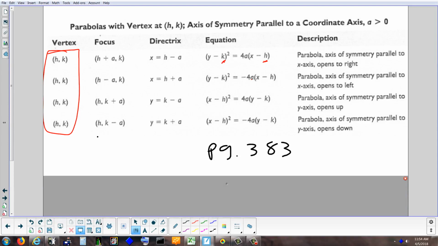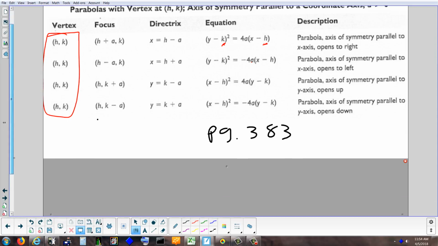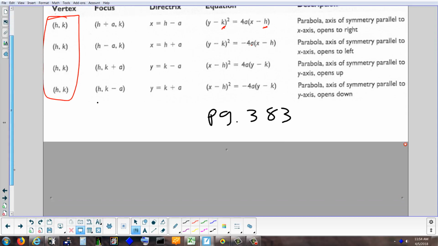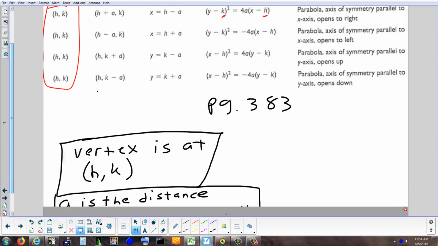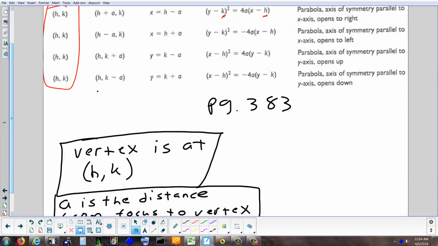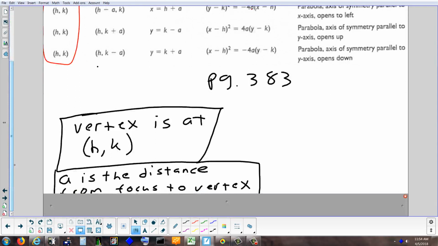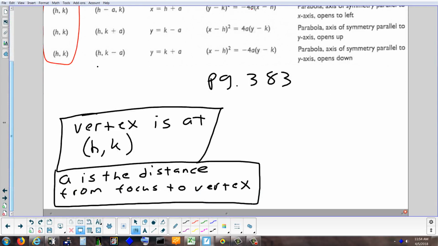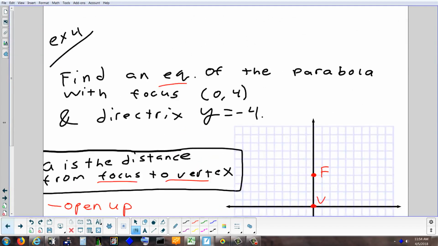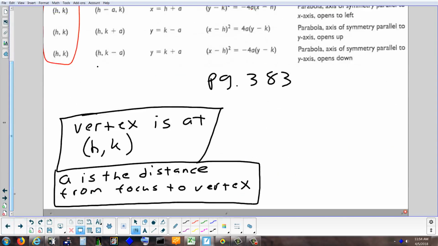So for these ones, it'll be the vertex, is that what you're trying to say? Yep, for these problems, they're going to tell you the vertex. Okay. So again, I'm just going to say the same thing again. H comma K is the coordinate of the vertex. And A is always the distance from the focus to the vertex. That's very important that you remember that. I think I wrote it earlier. A is the distance from the focus to the vertex. I'm writing it again. That's how you find A.